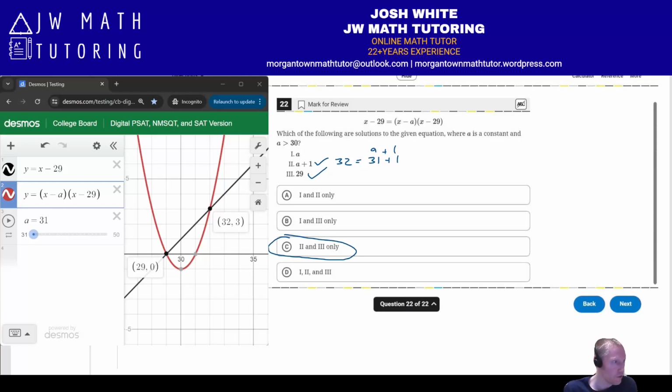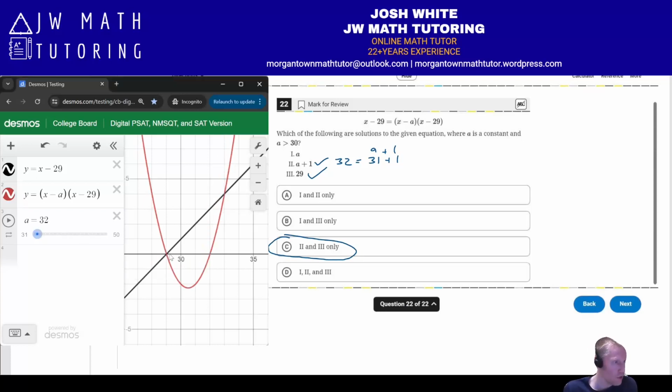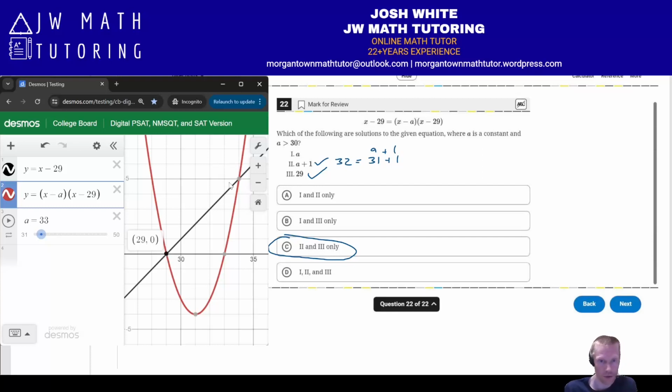but let's just try a couple other values and just confirm that. So if I go to 32, notice the 29 stays, there is no change with that, but now the 32 solution moved to 33. And okay, that makes sense because my A value moved from 31 to 32. And you could also, again, go to 33, and you could see the 29 point is not changing. 29 is always going to be a solution. But the other one now jumped up to 34. So notice the solution is always one more than whatever my slider value is for A. So that just confirms the correct answer here is letter C. 2 and 3 are solutions to this given equation for the given conditions on it.